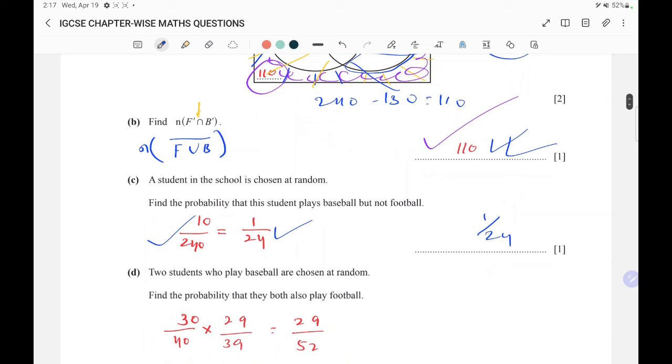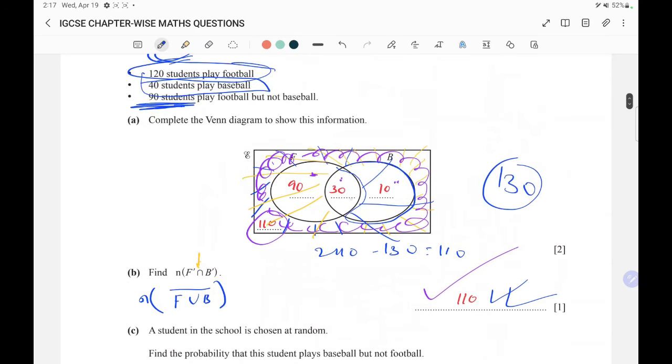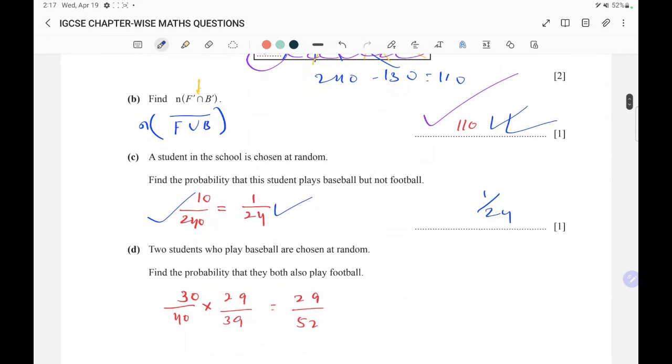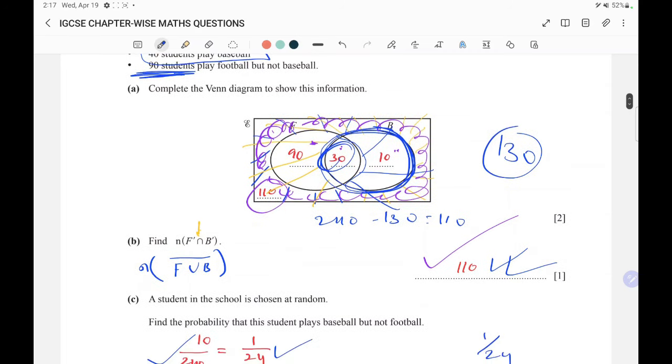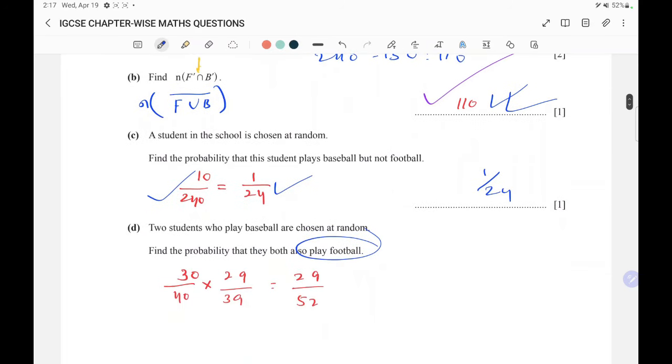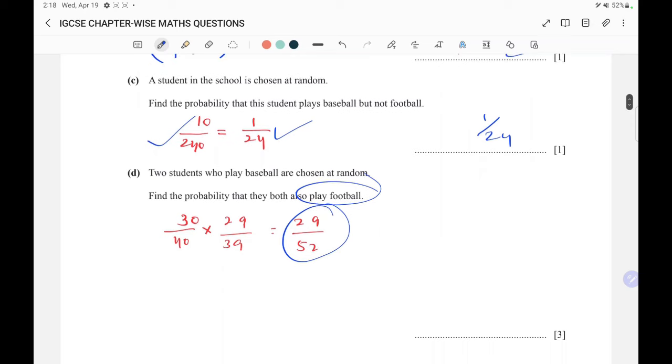Two students who play baseball are chosen at random. Two students have been chosen from this B part, that's baseball, which is 30 plus 10, 40. Find the probability that both also play football. So favorable is 30, so 30 over 40, and for the second player it will be 29 over 39. So that will be 29 over 52. You have to just calculate.